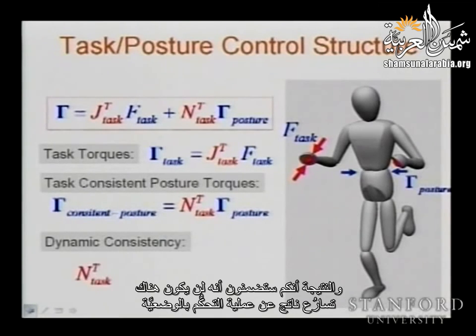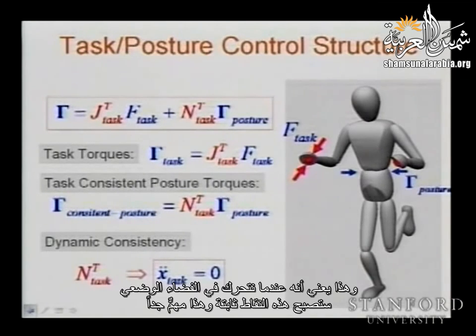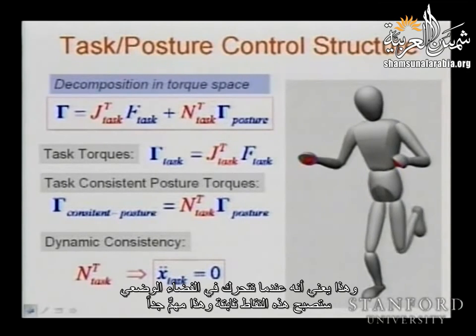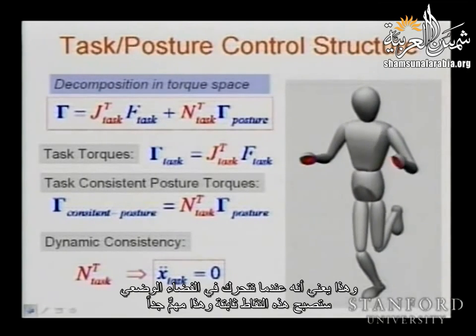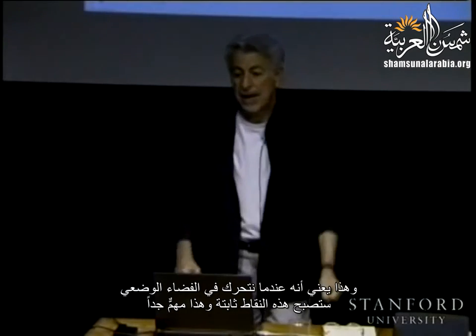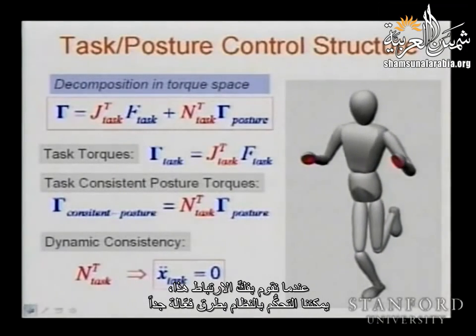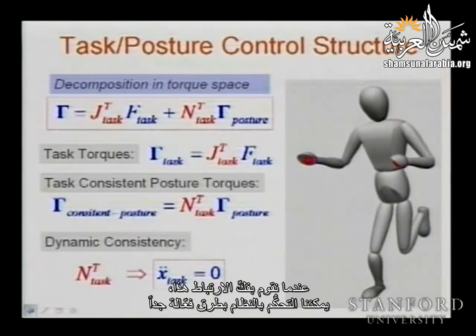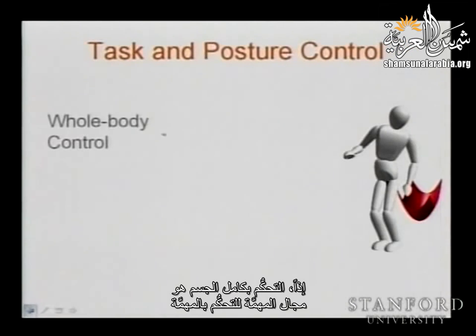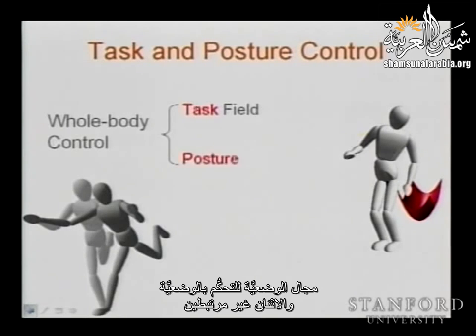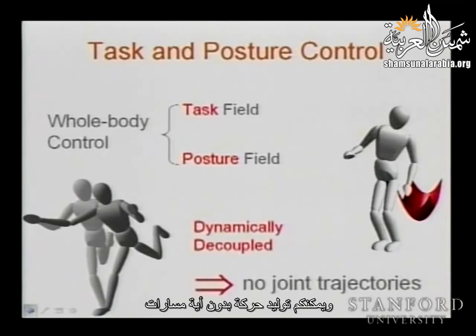And the result is that you guarantee that there will be zero acceleration coming from the control of the posture. And that means when we move in the posture space, these points will be fixed. And that is very, very important. And once you have this decoupling, then you can control the system in a very effective way. So the control of the whole body is task force to control the task, posture force to control the posture, and the two are decoupled, so you can generate motions without any trajectory.